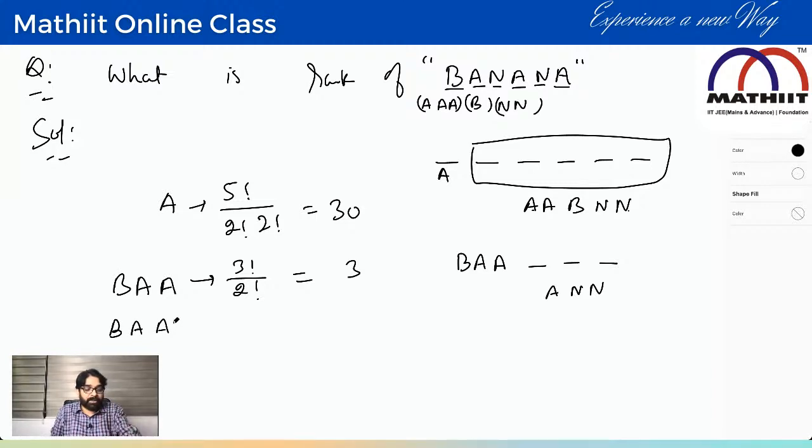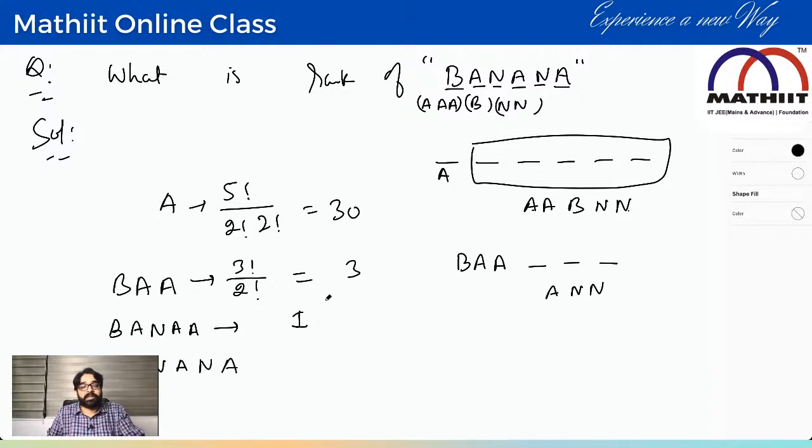Now, next, BAA. After that, what will come? B I used, A I used, then N will come. That is my requirement. After N, what will come next? A will come, right? That is again my requirement. Then next, B, A, N, A. The next, N, A, B, A, N, A. Then after that, A will come, that is the only one. Am I right? Then B, A, N, A, N, and after that our word itself came.